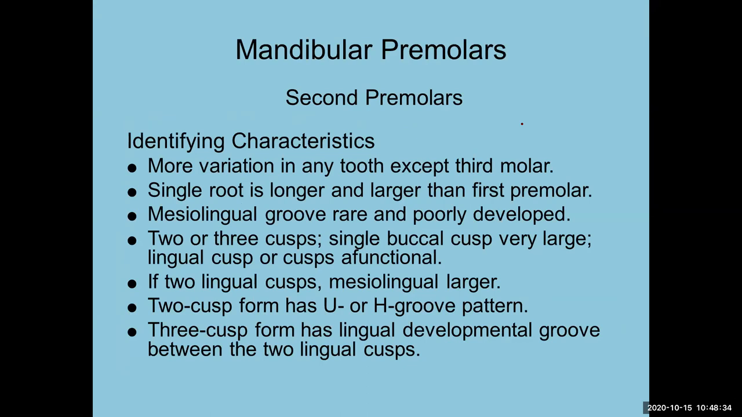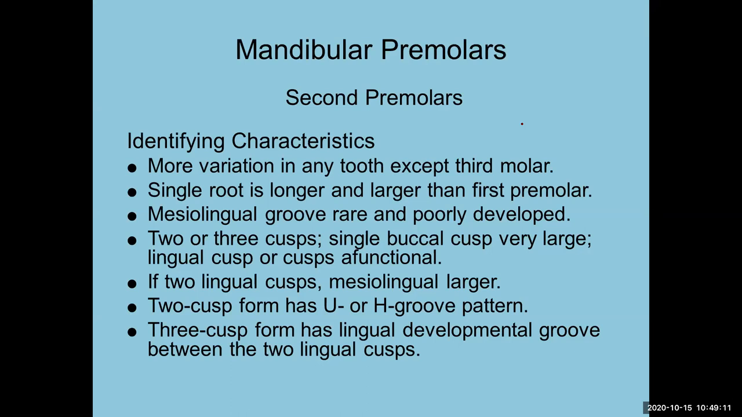Second premolar, some identifying characteristics. There's more variation than in any tooth except the third molars. The book says it here, and another thing, remember the maxillary lateral incisors can have a lot of variation too. But in general, there's more variation. You've got your third molars, then the mandibular second premolars, and then the maxillary laterals.